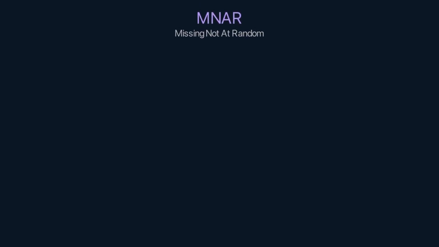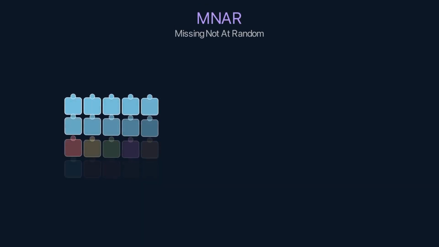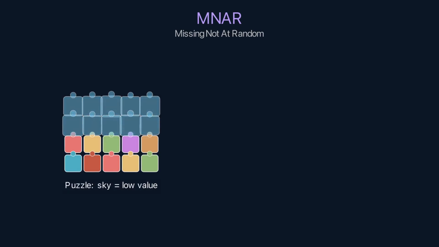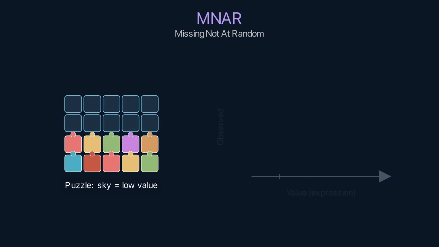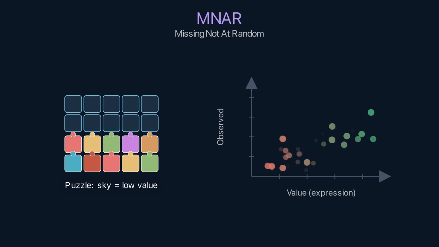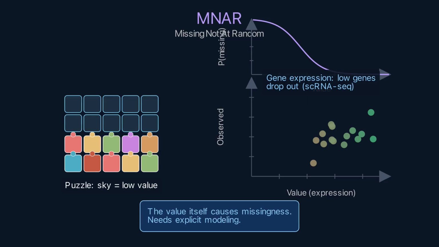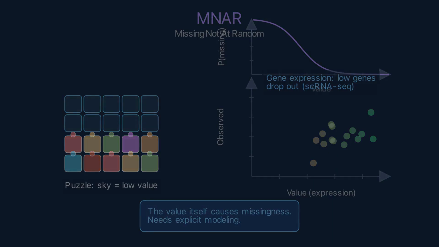MNAR, missing not at random. The missing value itself determines whether it's missing. A patient drops out of a pain trial because the pain score is too high. A gene in single-cell RNA-seq is undetected because its expression is too low. The dropout rate increases as expression decreases. MNAR is the hardest case because the very information you need is the information that's missing. Simple imputation methods fail because they can't access the reason for missingness. You need to model the missingness mechanism explicitly, a selection model or pattern mixture model.